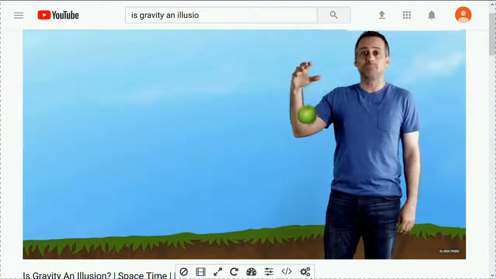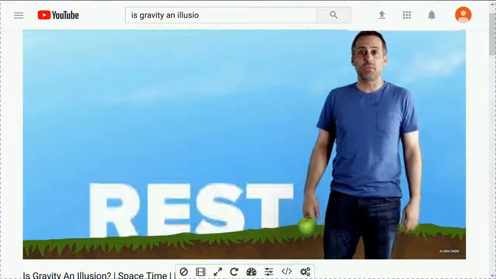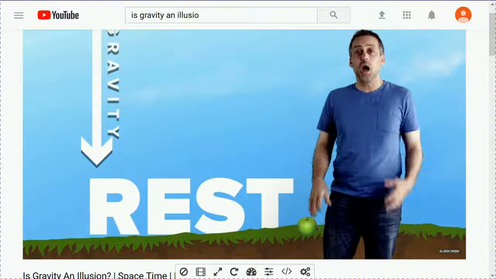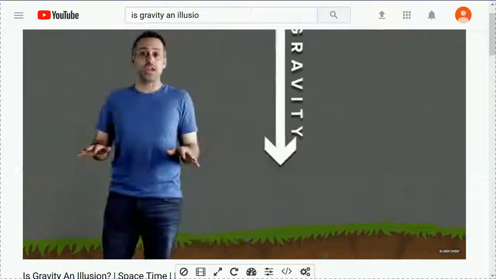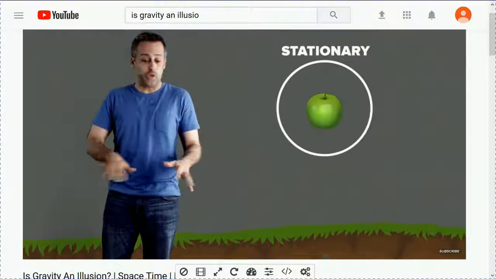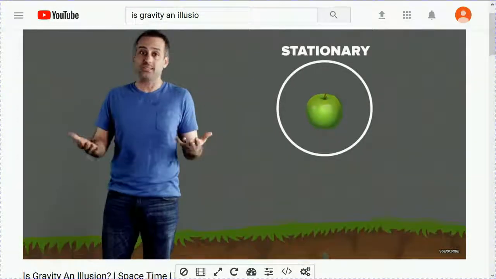Suppose I drop an apple. According to Isaac Newton, the ground can be considered at rest. Earth applies a gravitational force to the apple, and that force causes the apple to accelerate downward. But according to Einstein, there's no such thing as a gravitational force. Instead, it's more appropriate to think of the apple as stationary, and the ground, along with everything on the ground, as accelerating upward into the apple.